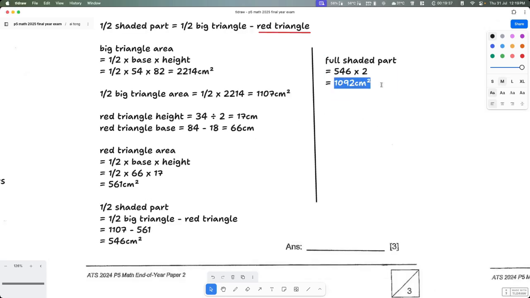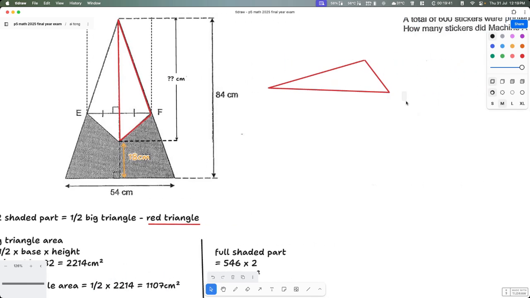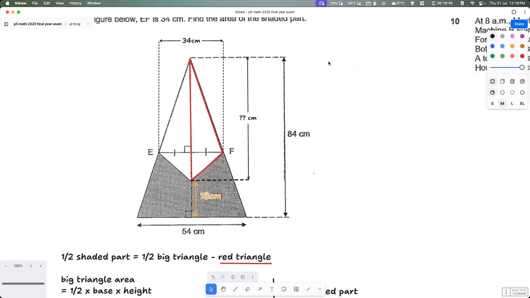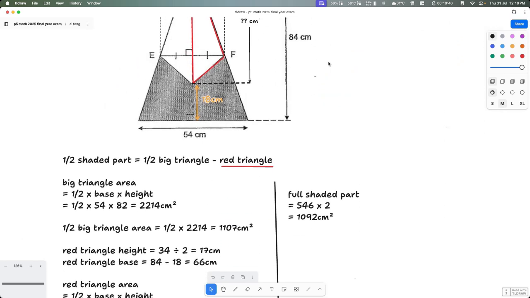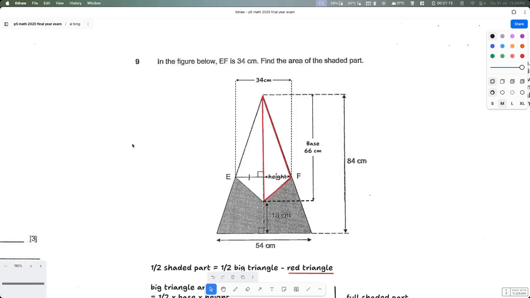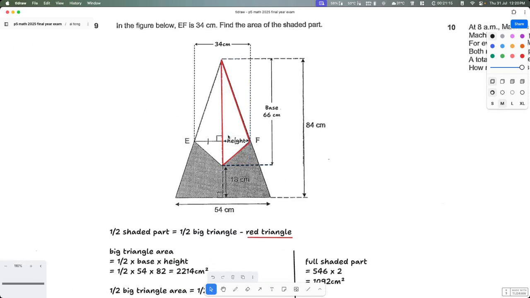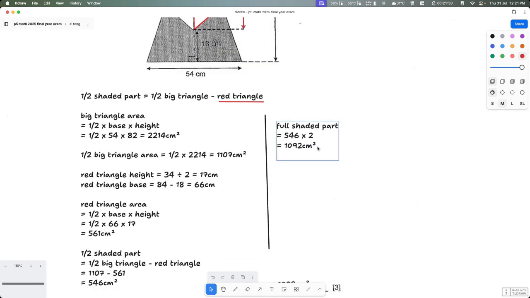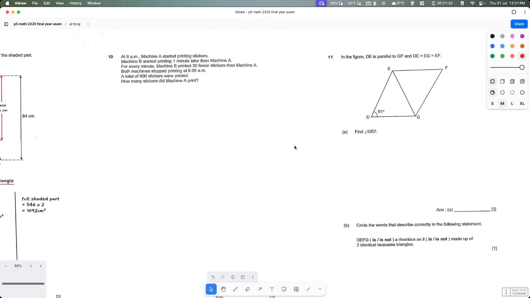So we're going to write 1092 centimeters square in this case over here. Okay, so yep, that's about it. I added just a bit of this so you know what's the base and height. Make it red as well, and this base is also red, so it's easier to see in this case. The height, yeah, this is very small already. Okay, so let's move on to the next question.